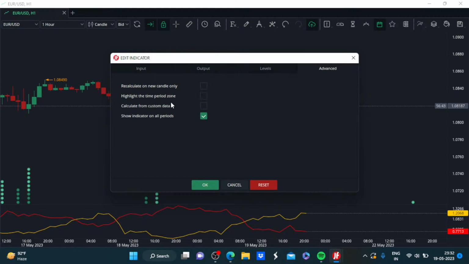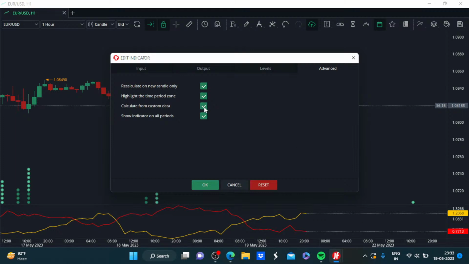Advanced indicator options, you can go for recalculate on new candle only. In that case, the output of these indicator is going to be locked in whenever new candle takes shape on the chart, and it will remain the same throughout the current candle period even if the applied price keeps varying. Highlight the time period zone, your calculation period will be highlighted.